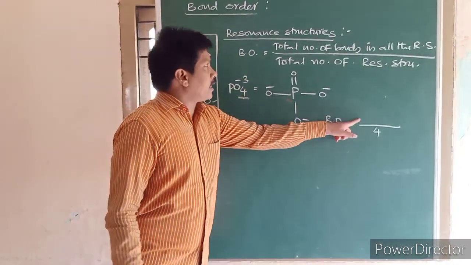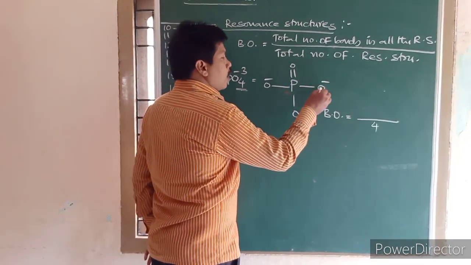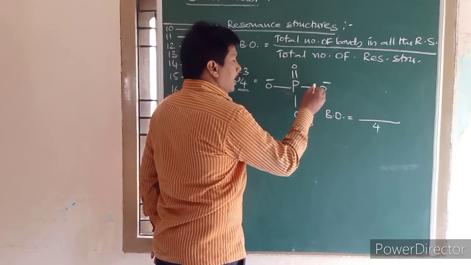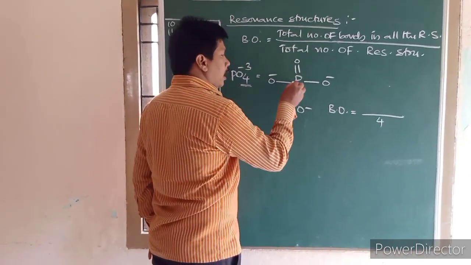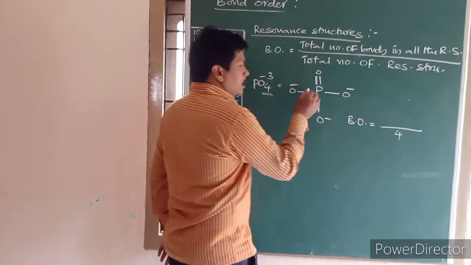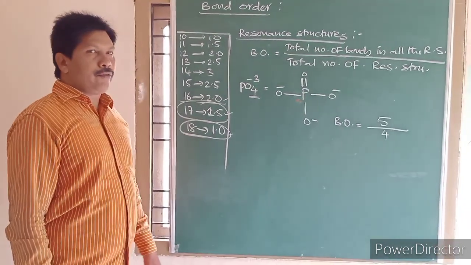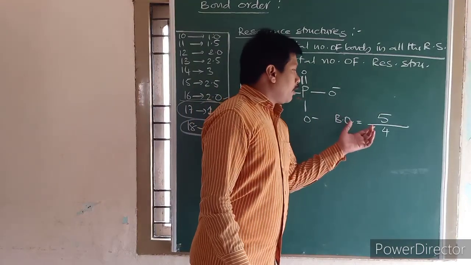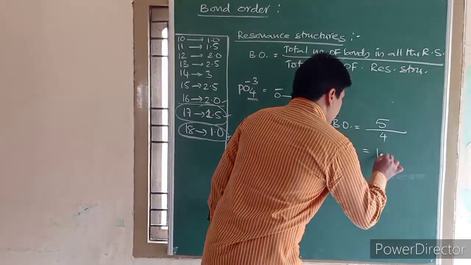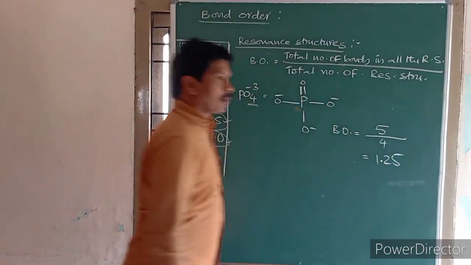And in the numerator, the total number of bonds, meaning between one phosphorus and oxygen, how many bonds are there? In this structure there is one bond, and in another structure, another bond, and these 2 bonds. 2, 3, 4, 5. The total number of bonds becomes equal to 5 by 4. 5 by 4 will give the bond order for this one, that is 1.25.